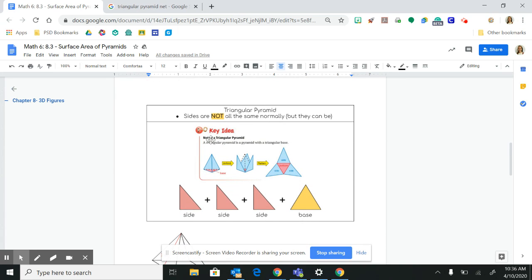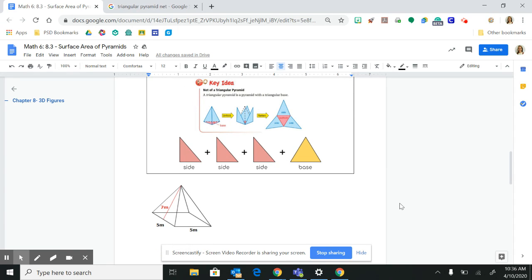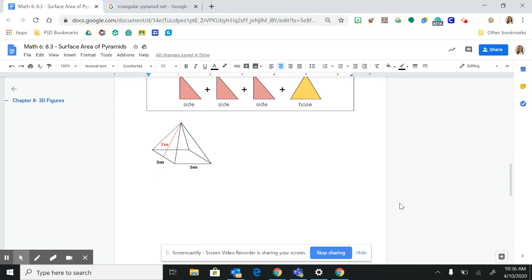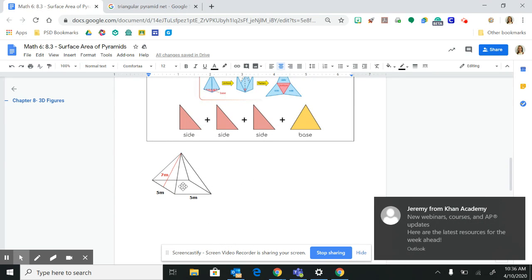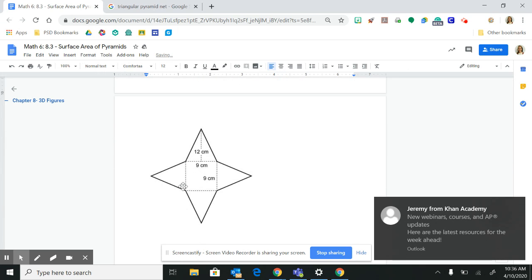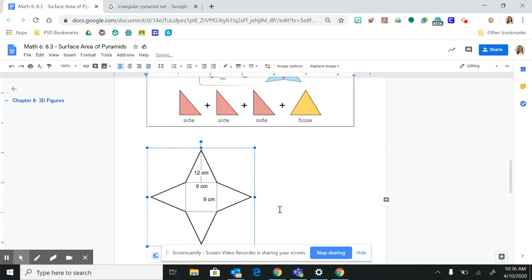And then with a triangular pyramid, the sides are not all the same sometimes, but they can be. So we would find the area of the base, and then we would add the area of all of the sides together. So we're going to do some examples together, and we are going to do a couple using nets, and we're going to do a couple without nets. I don't really like that example because we get weird numbers with that, but we'll do this one.